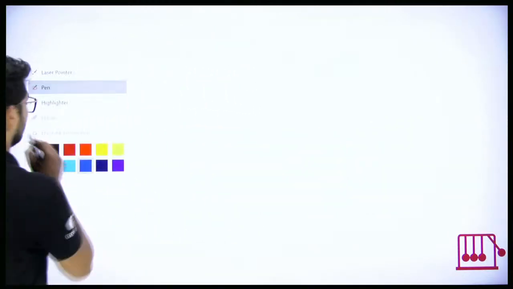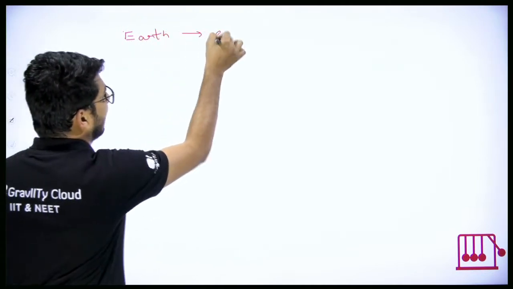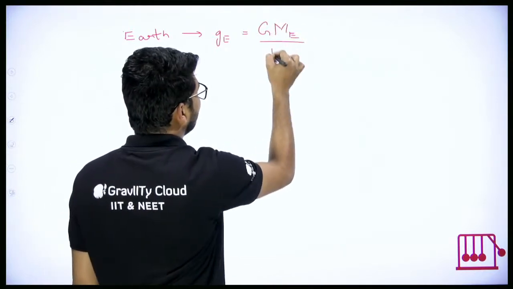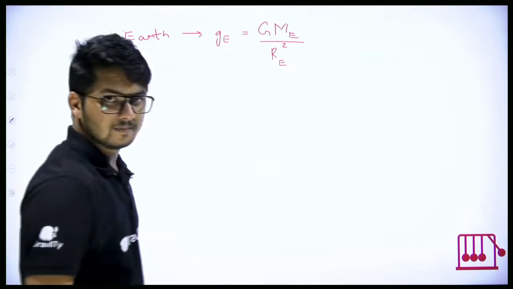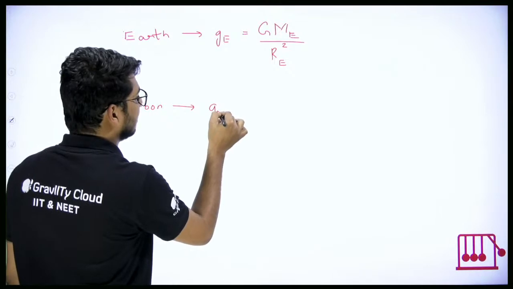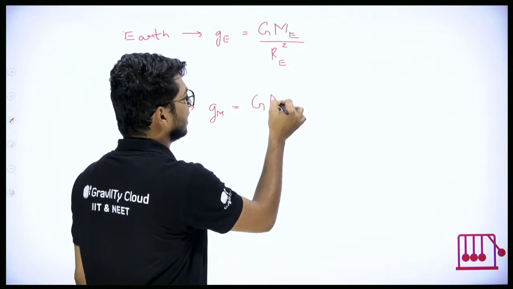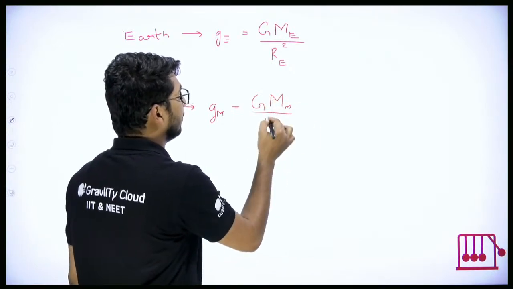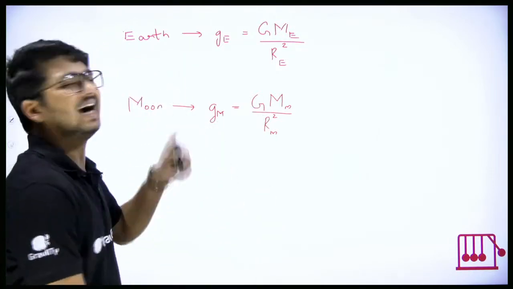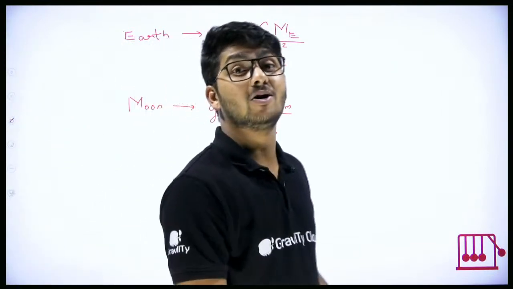Right, so how do we find it out? It's very simple. See, on Earth, what is the formula for acceleration due to gravity? It is capital G mass of Earth upon radius of Earth square. But if I need the same on moon, what will we do? We'll take acceleration due to gravity on moon. The only thing is, in place of Earth, we take moon. So Gm equals G mass of moon upon radius of moon square. Mm is mass of moon, Rm is radius of moon, and Gm is acceleration due to gravity on moon.